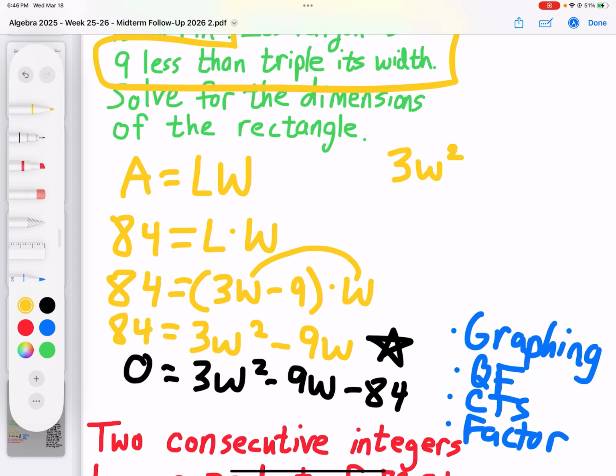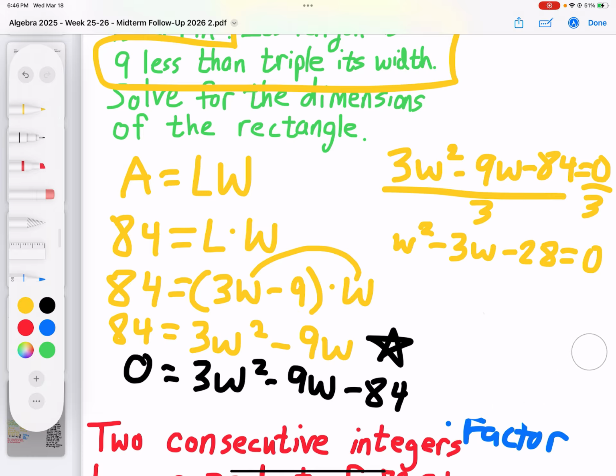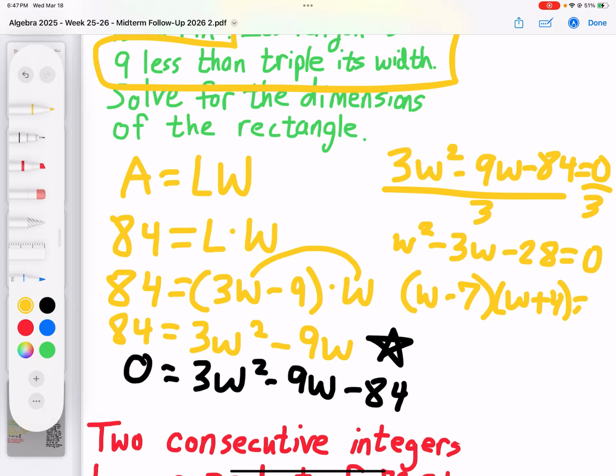So we got 3w squared minus 9w minus 84 equals 0. So I'm going to divide both sides by 3. It's an equation, so I can divide if I want to. W squared minus 3w minus 28 equals 0. So now I'm looking for 2 numbers that multiply to be -28 and add to be -3. I know that -7 and +4 will do the job. So therefore, w equals 7 or w equals -4.